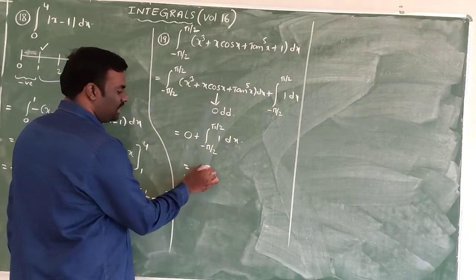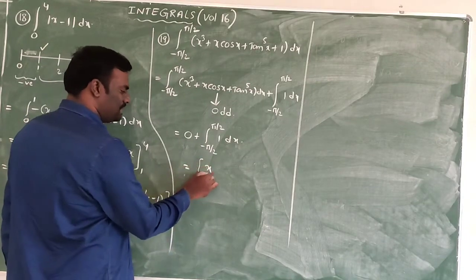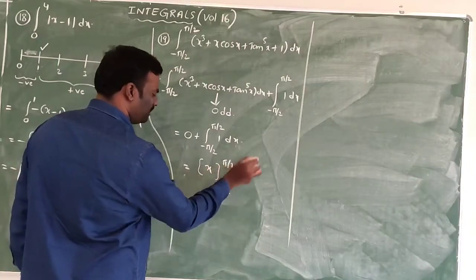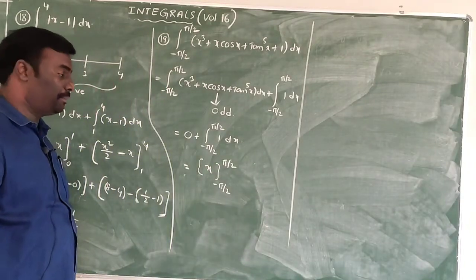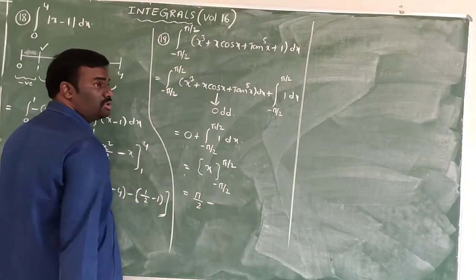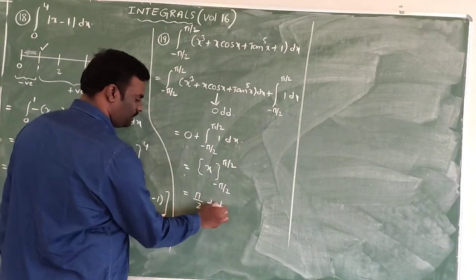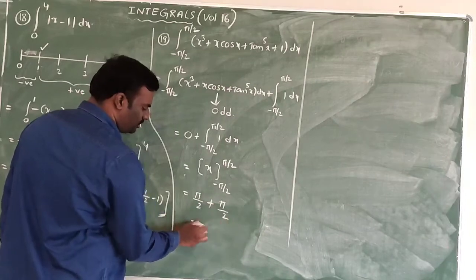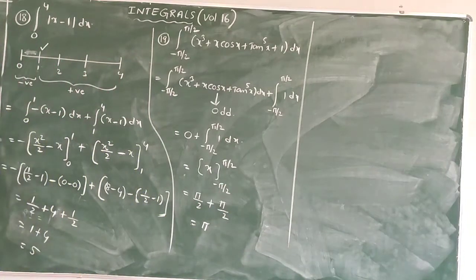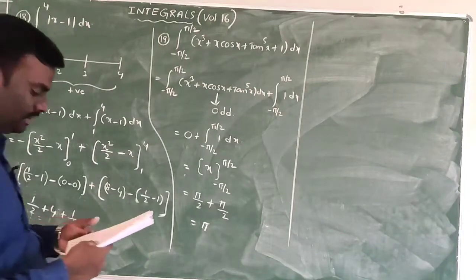Now, what is the integration of 1, that is x, between the limits minus pi by 2 to pi by 2? First substitute the upper limit, minus substitute the lower limit, then pi by 2 plus pi by 2, that is nothing but pi, the answer for question number 19.